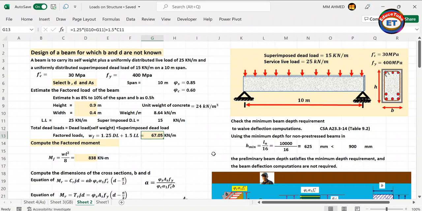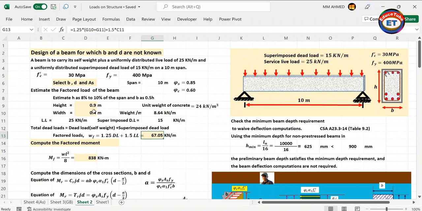So, as B and D are not known, first of all, we have to estimate the H and B. Say I am taking H in between 8% to 10%, so height I can consider 900 millimeters and width half of the height, so it will be say 400 millimeters. This is the height and width.